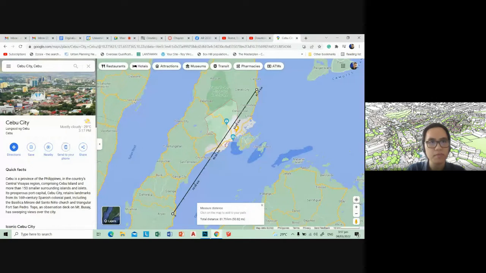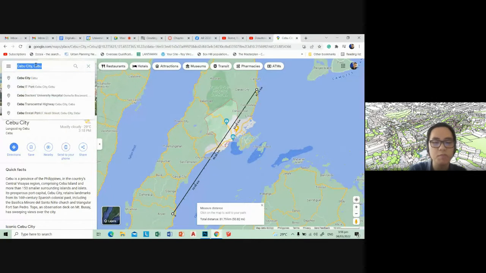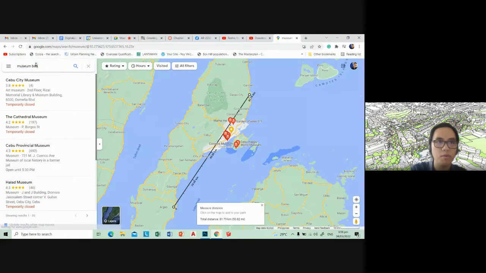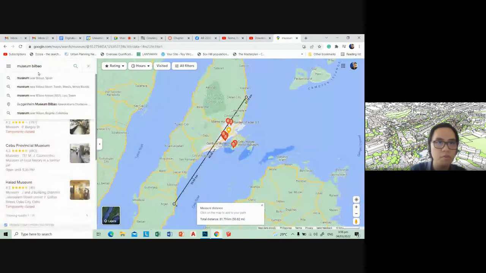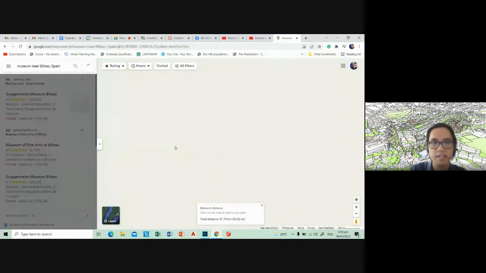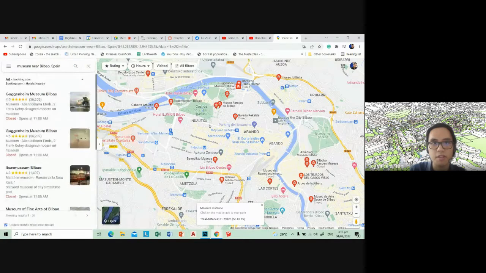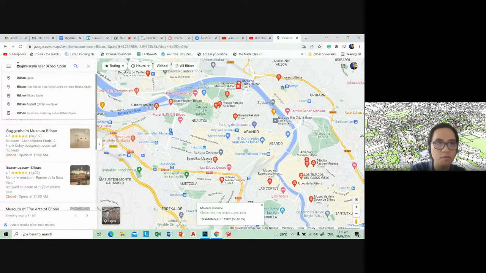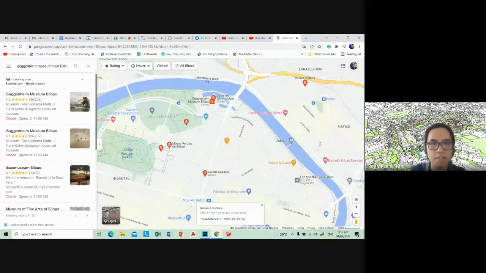I think one famous example would be the museum at Bilbao, Museum Bilbao in Spain. Let's see here. I hope it gets me the right one. Oh, it just shows me the museum. I think it's called the Guggenheim. Yeah, there we go. Guggenheim. Ah, there it is. Never mind, I won't search. It's here.